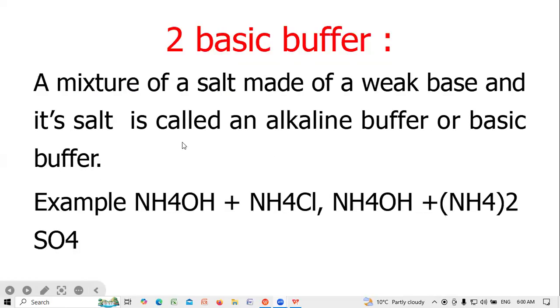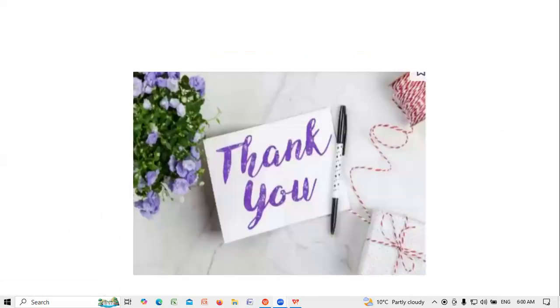Similarly, basic buffer: a mixture of a weak base and its salt is called an alkaline buffer or basic buffer. Ammonium hydroxide mixed with ammonium chloride, and ammonium hydroxide mixed with ammonium sulfate, are basic buffers.